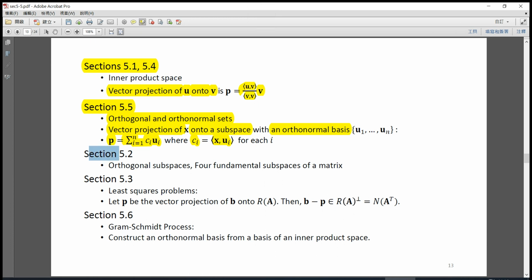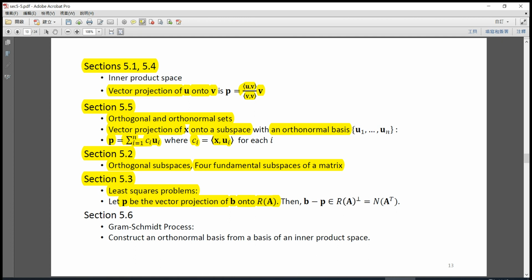In section 5.2, we learn the concept of orthogonal subspaces, and we also learn the relationship among the four fundamental subspaces of a matrix. In section 5.3, we learn the least squares problem, and we use the following observation to obtain the solution to the least squares problem. Let P be the vector projection of b onto the column space of A.